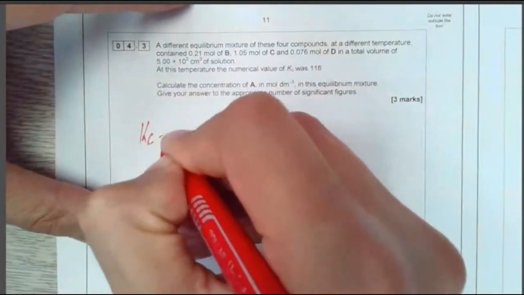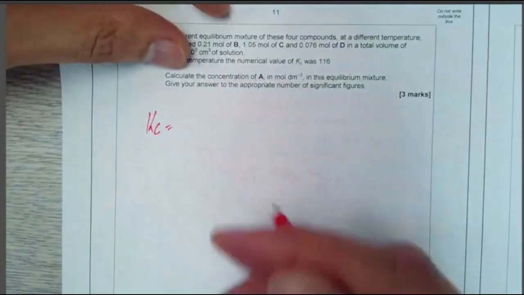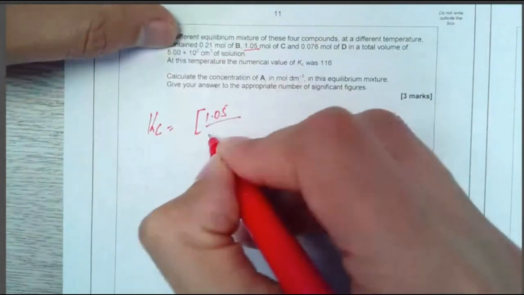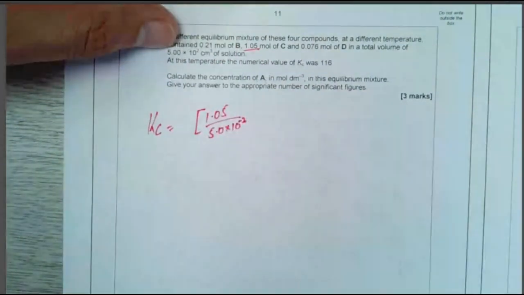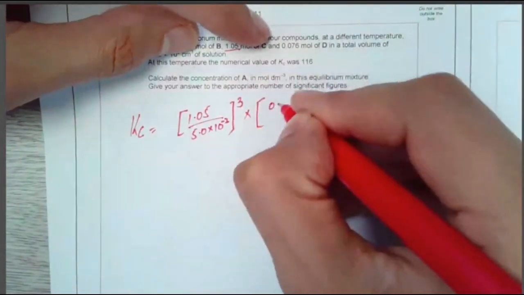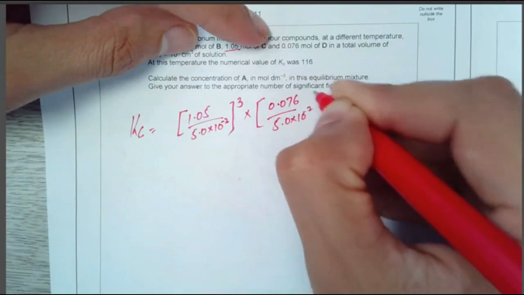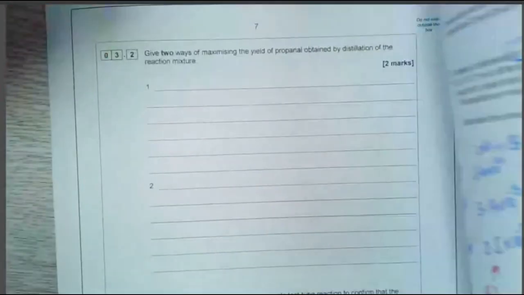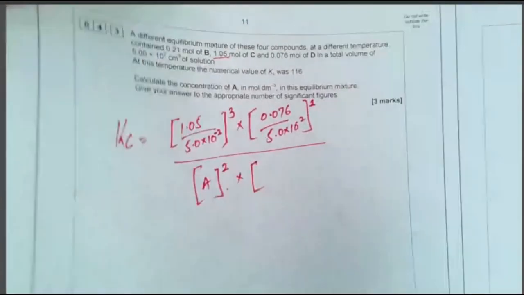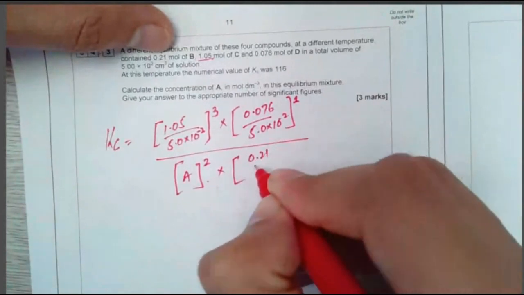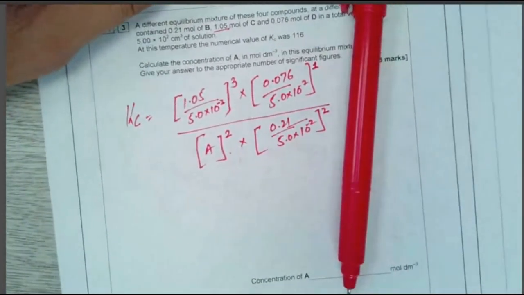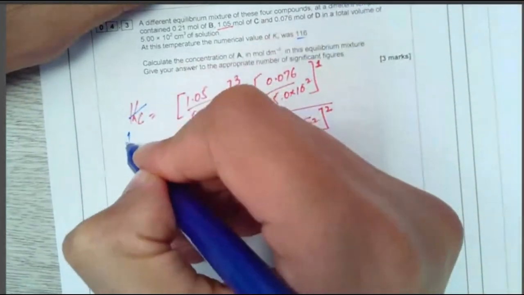So I'll write down Kc will be equal to C cube. How much is that? These are the moles of C: 1.05 divided by 5.0 times 10 to the power of minus 2. And C cube times D moles are 0.076 over 5.0 times 10 to the power of minus 2, just 1 over, I don't know the moles of A, so concentration of A to the power of 2 times the concentration of B, 0.21 over 5.0 times 10 to the power of minus 2, and you need to put squares. Now what I did here is I wrote Kc equal. I don't have to write Kc. I can replace Kc with 116.